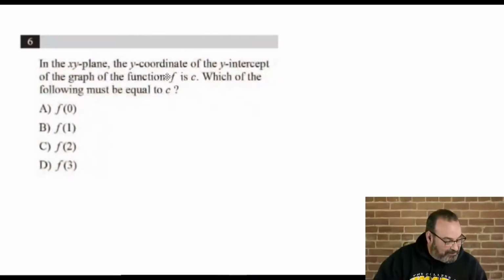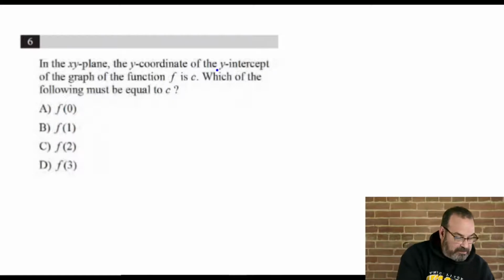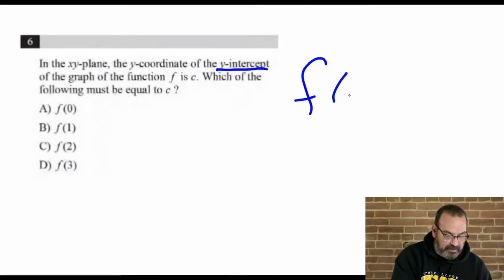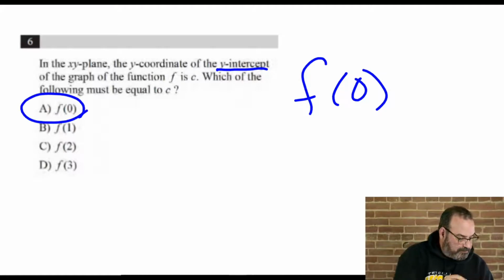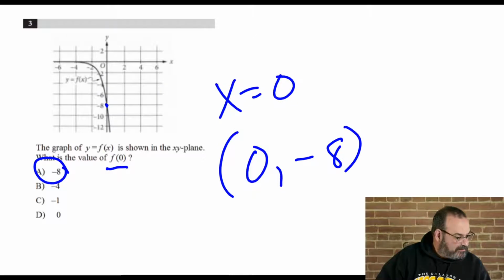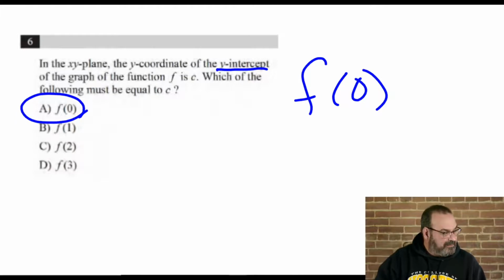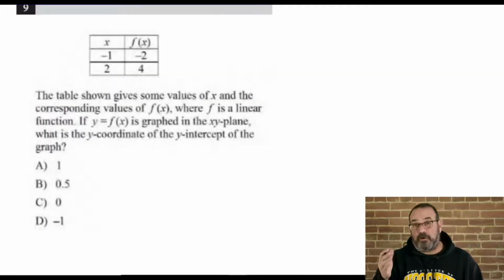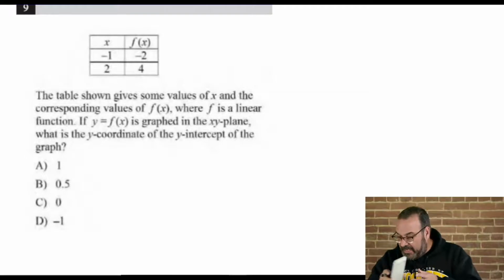How's the energy level? In the xy plane, the y-coordinate of the y-intercept of the graph of the function f is c. Which of the following must be equal to c? So the y-intercept, we just said this. The y-intercept is where the function is 0. Is that seriously a question? I mean, that was 3, and then that was 6. They asked the same question? That's not like the SAT. They don't usually give the same style of question. Interesting. Different wording, though.